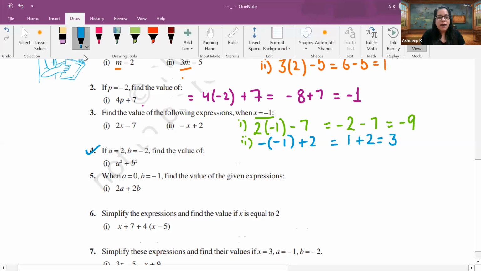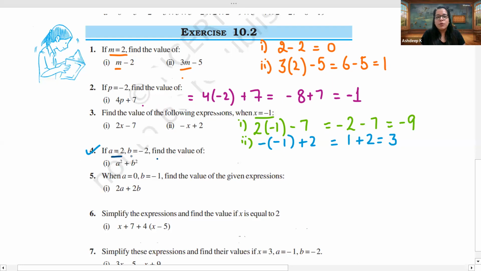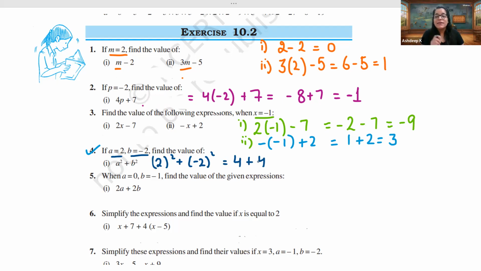So let's quickly try our next part. The next part is if a is equal to 2 and b is equal to minus 2, we need to find the value. So the question is a square plus b square. I hope half of you might have got the answers up till now. That would be simply 2 square plus minus 2 whole square, which is nothing but 4 plus 4. Some of you might have got the answer as 0, but it is minus 2 whole square. So minus 2 into minus 2 is nothing but 4. So the answer would be equal to 8.